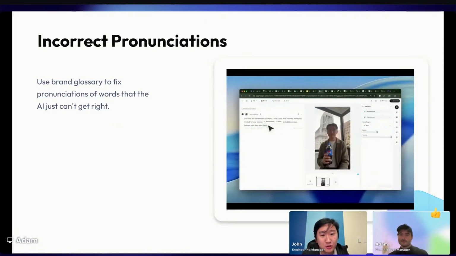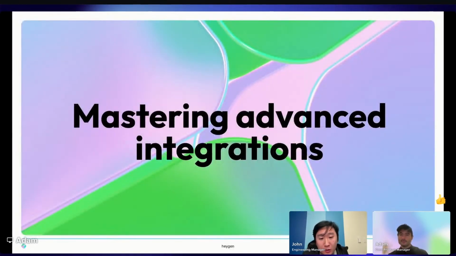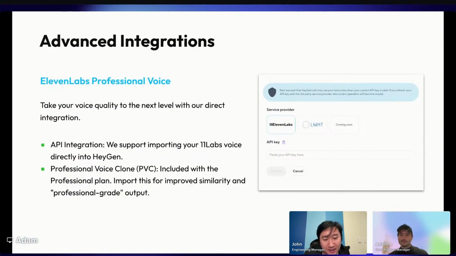Okay, awesome. So those are the 3 top complaints that we have with voice. And then next, we're going to go with mastering integrations or advanced integrations. So a common question users ask us is, how can I get my 11 Labs professional voice clone on Heygen so that I can create Heygen videos with it? Well, I'm glad that you asked that, user.